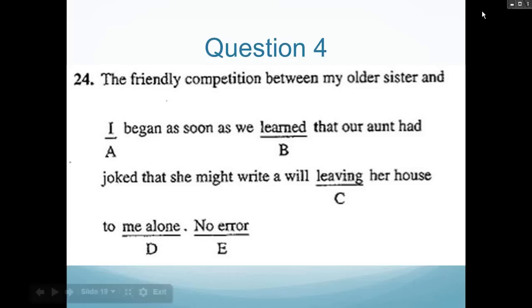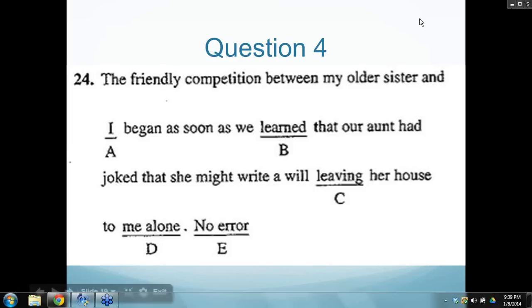Okay, 5 more seconds. Go for it. Yep, just a few more votes. Okay, this was a trickier question. The error is A. It's got to be my older sister and me. The reason why, we are the object in the sentence. The subject of the sentence is the friendly competition. So the friendly competition between my older sister and me began as soon as we learned. So competition is the subject. We are the object, so it has to be me.